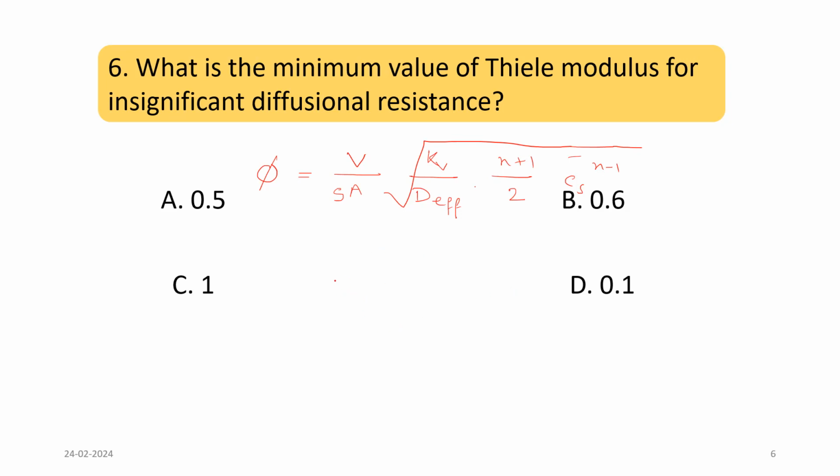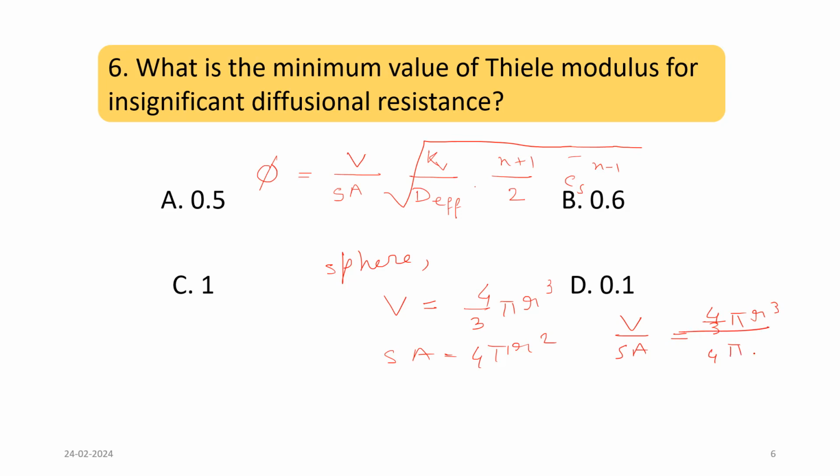Why am I showing you that for a sphere? V equals 4/3 pi r cube, and surface area is 4 pi r square. So this volume by surface area ratio will be 4/3 pi r cube divided by 4 pi r square. The 4 will be cut out, the pi also, and of the r square only r is left, and by 3. So this is the volume by surface area ratio for a spherical particle: r by 3.